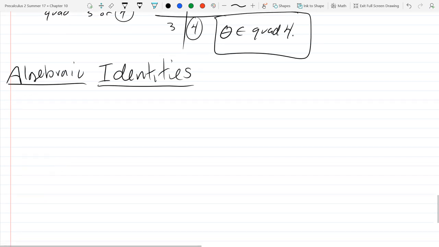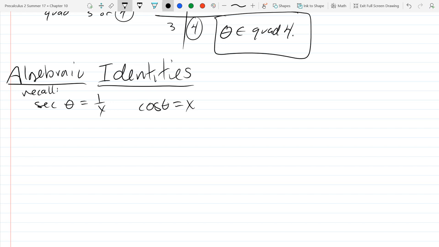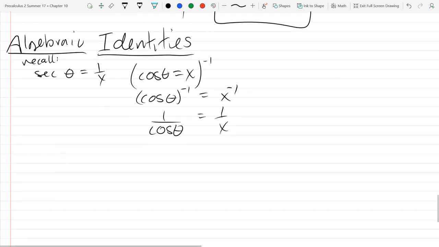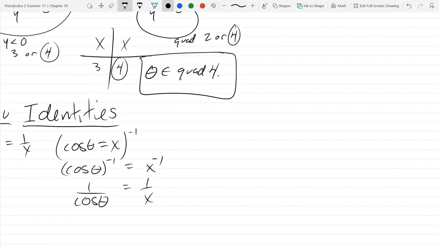All right, we'll start out with the reciprocal identities. So before we saw cosecant, oops, let's start out with secant actually. Secant is 1 over x, and cosine is regular x, so if I raise both sides to a negative first power, this is 1 over cosine, so 1 over cosine is 1 over x. If you don't like raising things to the negative power, I call this taking the reciprocal. You're taking the reciprocal of both sides, also known as raising to the negative first power.